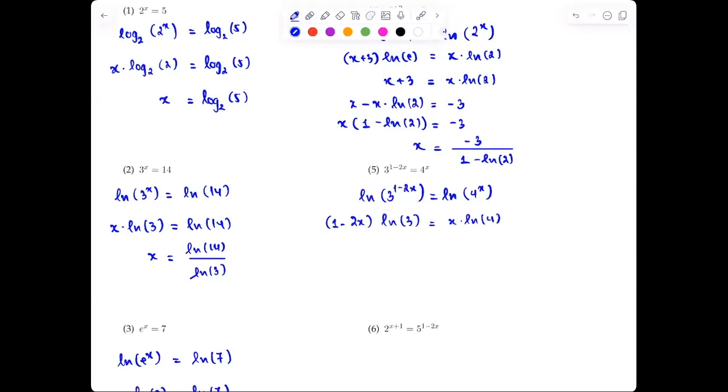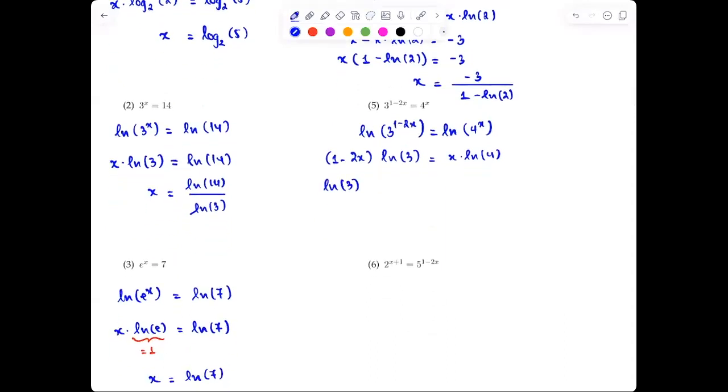Now, again, the idea is to solve for x. So the next step is to distribute ln of 3 into the parentheses. You get ln of 3 minus 2 times x times ln of 3 equal to x times ln of 4. And then you group everything related to x on one side of the equation. You should get negative 2x times ln of 3 minus x times ln of 4 equal to negative ln of 3.